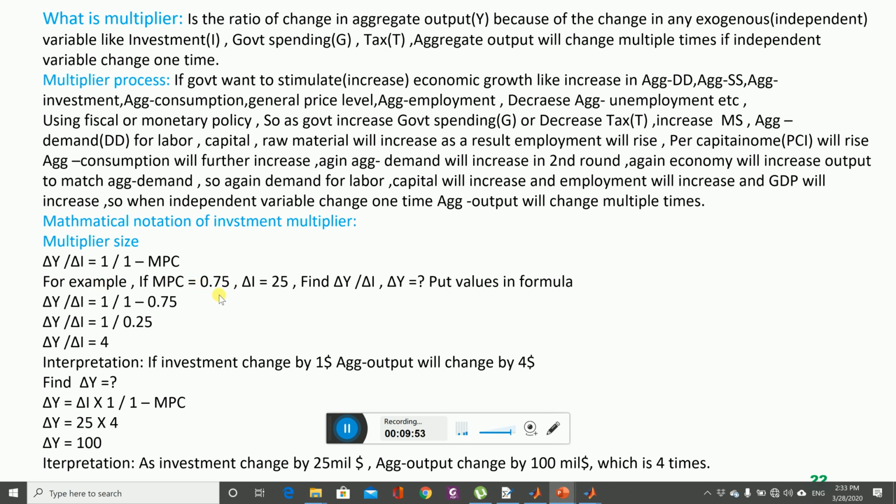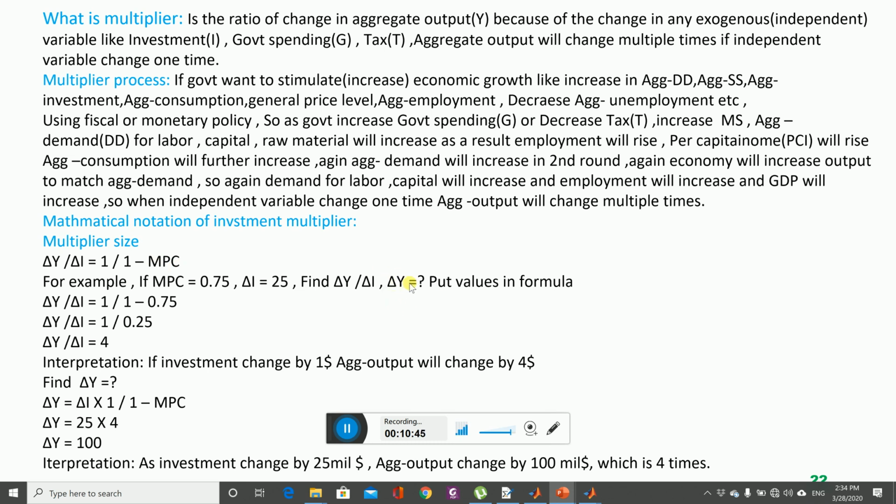Now I am putting one example. If MPC is 0.75, what does this mean? This means out of $1 increase in income, Afghans consume $0.75. It means 75% every Afghan is consuming, and the remaining 25% every Afghan is saving. So this is MPC 75%. Delta I represents change in investment. Suppose investment increased by $25 million. The question is: find delta Y divided by delta I, that is, calculate the multiplier size, how many times Y output will change if investment changes one time. We will calculate this using this formulation.